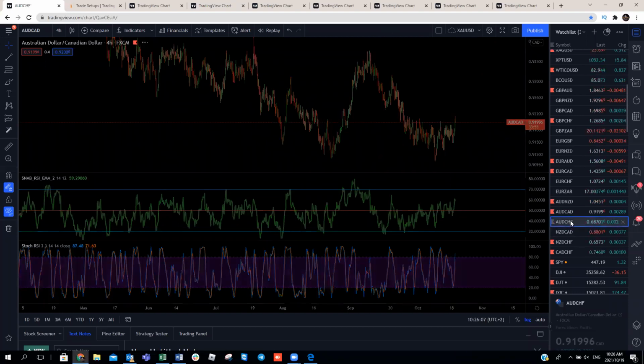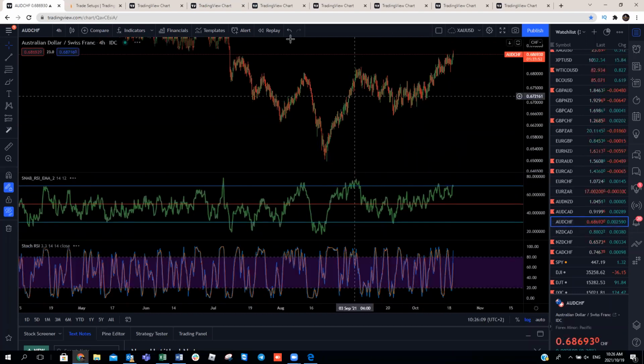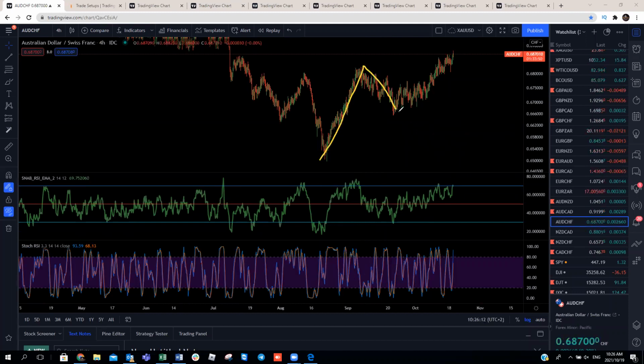Aussie Swiss. As Aussie Swiss reached the 3 waves here, are we ready for Aussie Swiss to reverse? Still pretty much bullish. This is well above 50, so it may still push slightly higher before the reversal there.